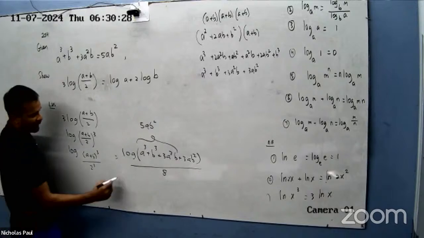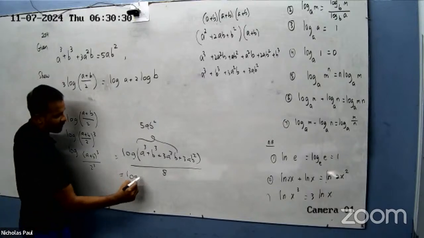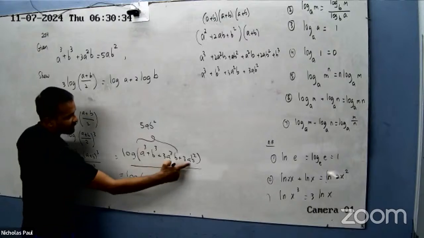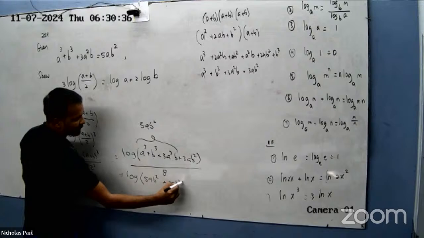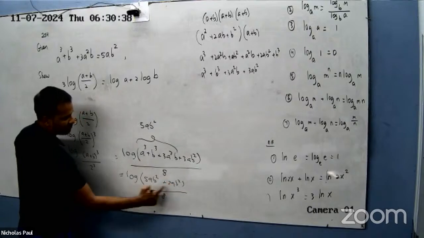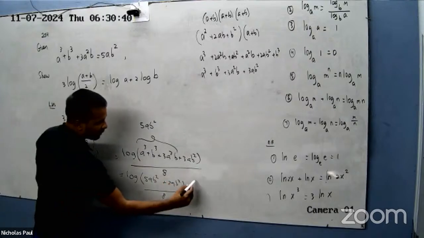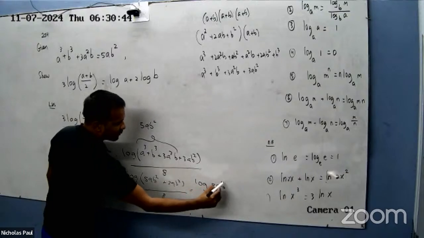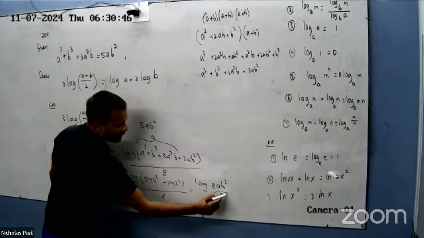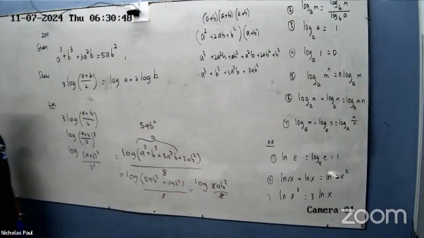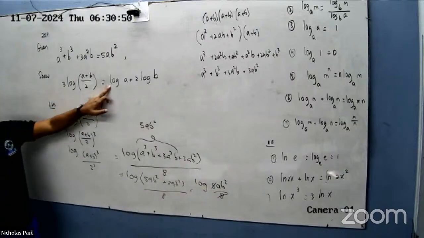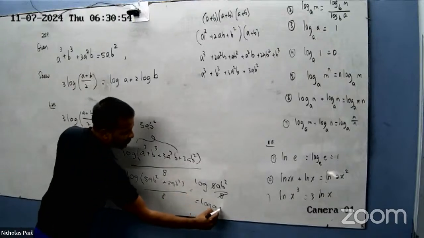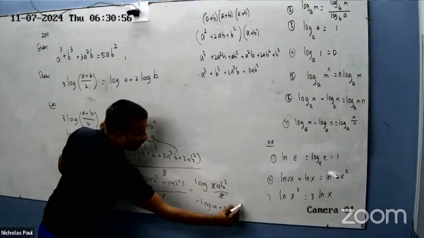And you should see the rest now. You'll get 5ab squared plus 3ab squared. When you add it up, this is 8ab squared. So you're going to get log of 8ab squared all over 8. The 8 will cancel, and you're done. What you wanted to get was this: the 8 will cancel, and you will get log a plus 2 log b.